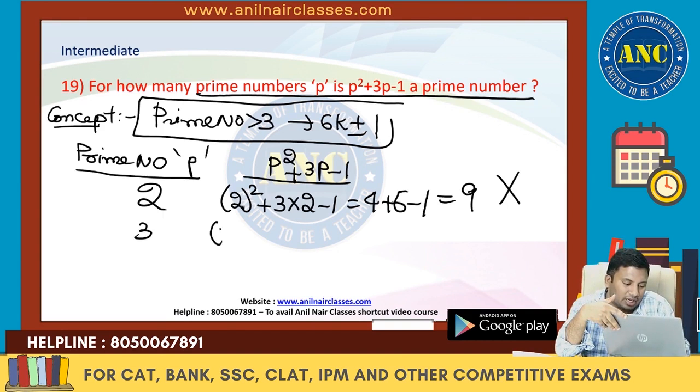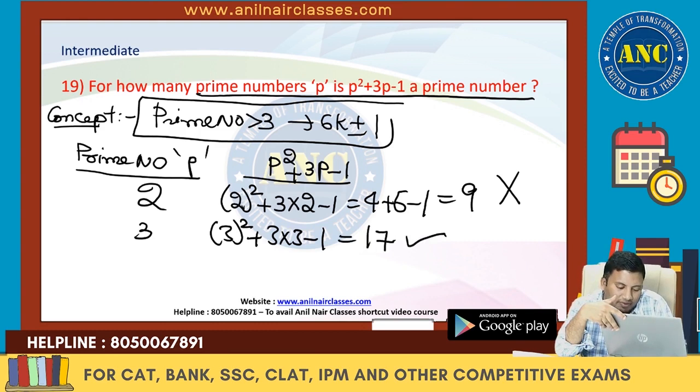Next it is 3. So this becomes 3 square plus 3 into 3 minus 1. 9 plus 9 is 18, 18 minus 1 is 17. 17 is a prime number.